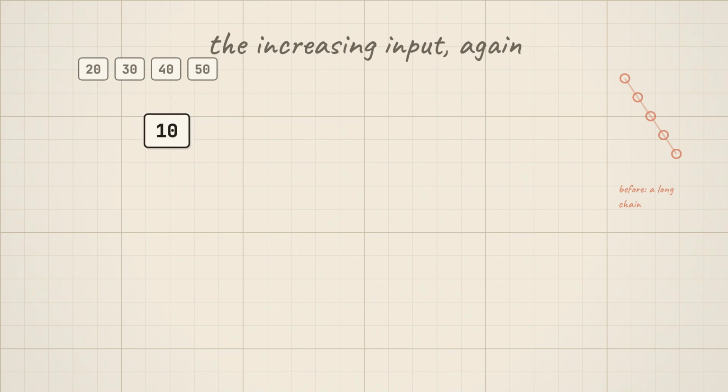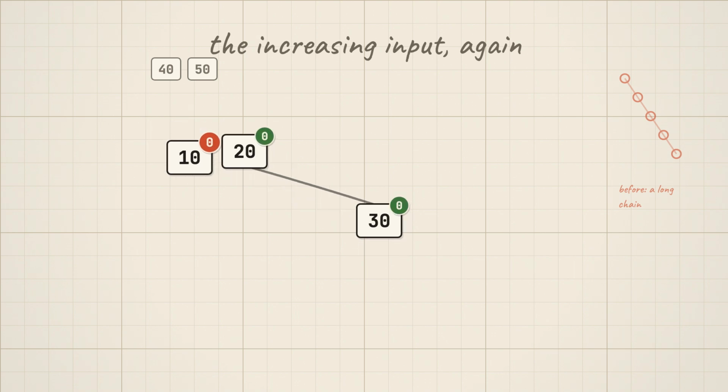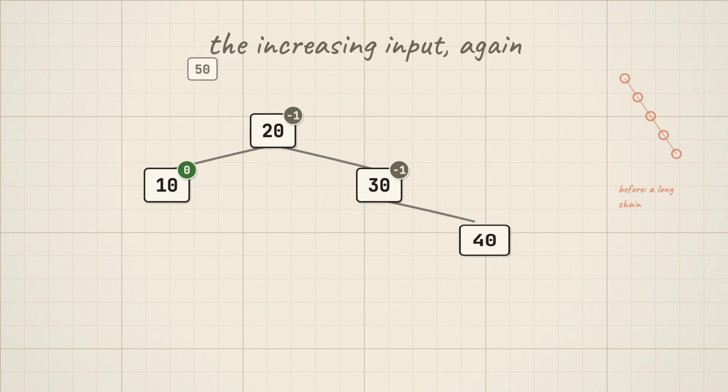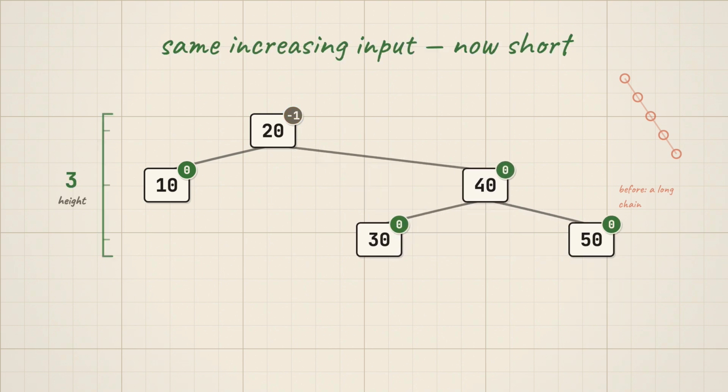Insert 10, insert 20, insert 30. The height difference reaches 2, so the tree rotates. Insert 40, insert 50. Whenever a node becomes too unbalanced, a local repair shortens the tall side. The same increasing input that created a long chain now creates a short tree.